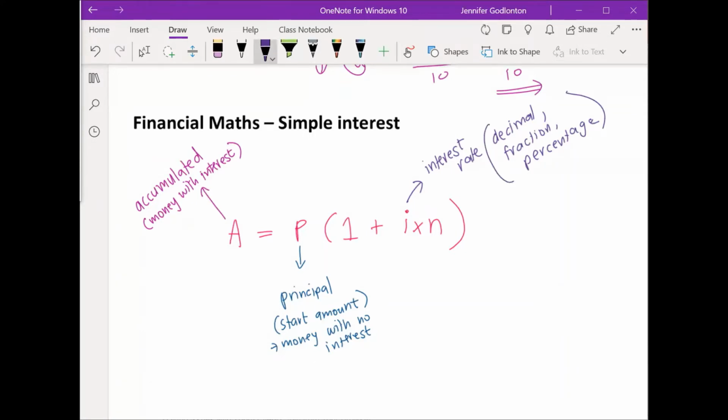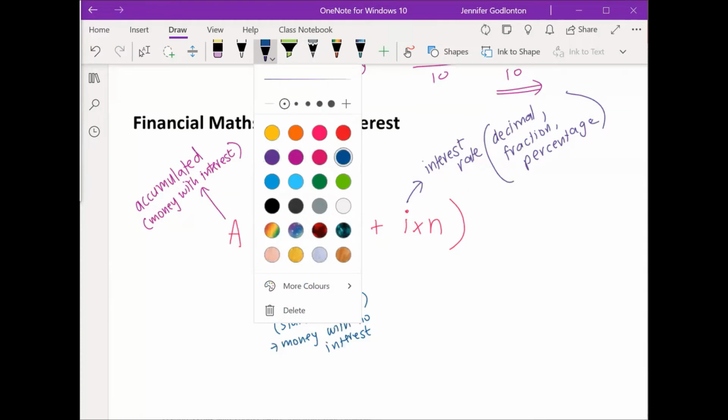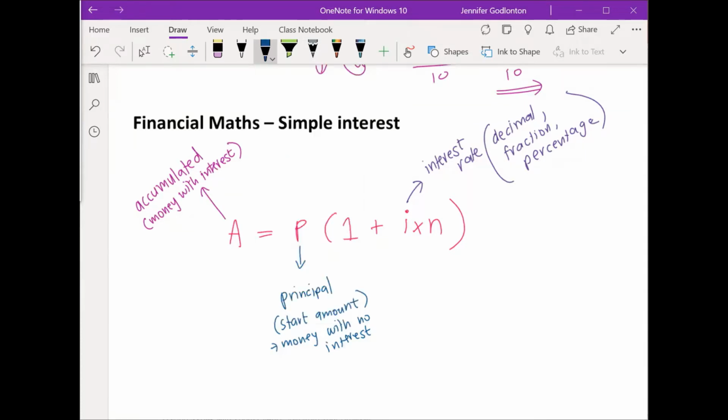And then our last one is N. What's N? Yes, beautiful, time period. Good. And in grade 9 and 10, our time period is always in years, so we don't need to panic.